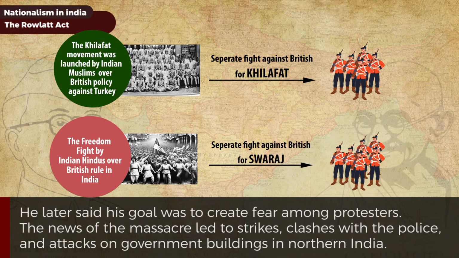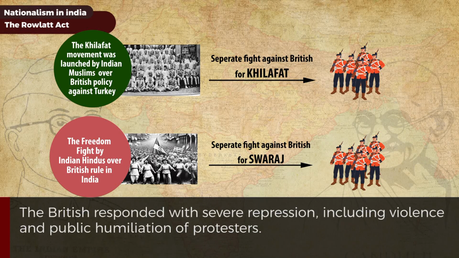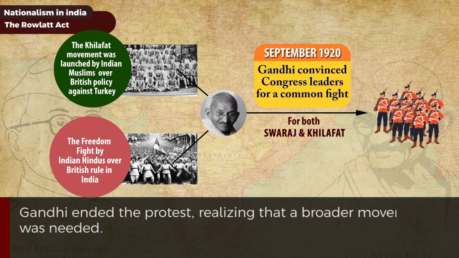The news of the massacre led to strikes, clashes with the police, and attacks on government buildings in northern India. The British responded with severe repression, including violence and public humiliation of protesters. Gandhi ended the protest, realizing that a broader movement was needed.